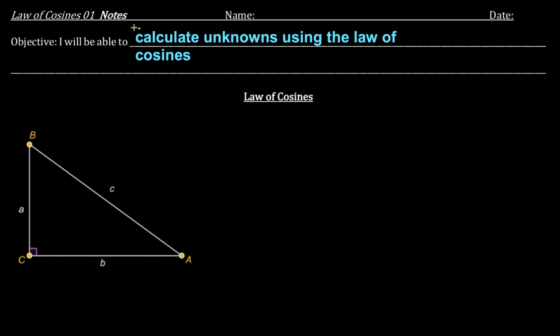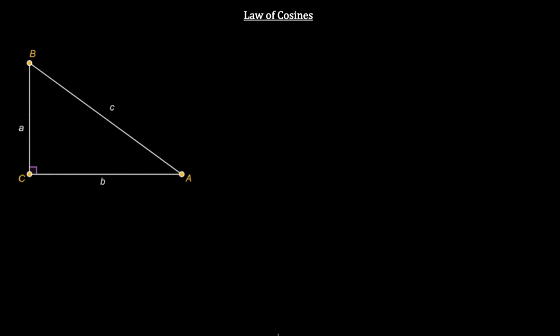Alright, so in this lesson we will calculate unknowns using the law of cosines. Before we do that, let's learn the law of cosines. Now we have a triangle. It doesn't have to be a right triangle. This works for all triangles.